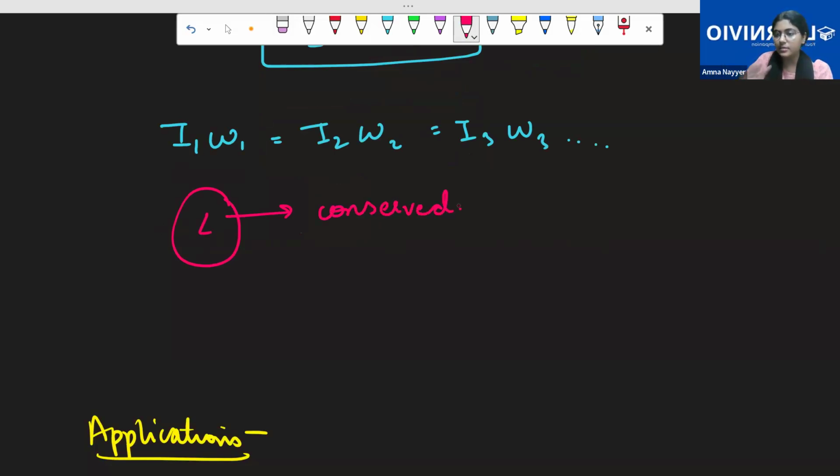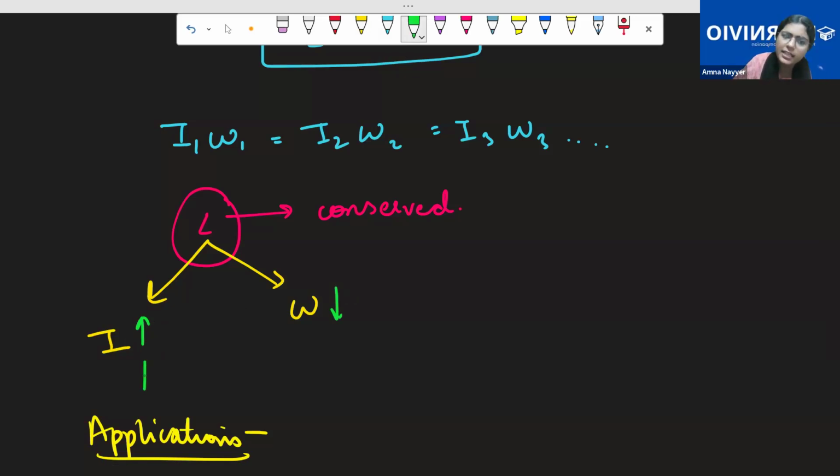Angular momentum should be conserved. There shouldn't be any change in the angular momentum. But there can be change in either of the products. See, angular momentum is made up of two quantities, moment of inertia and the angular velocity. If the moment of inertia is more, angular velocity will decrease itself to make the angular momentum constant. Let's say moment of inertia decreases somehow. Radius decreases, mass decreases, moment of inertia decreases. Angular velocity will immediately increase so as to make this conserved. There won't be any change in this.